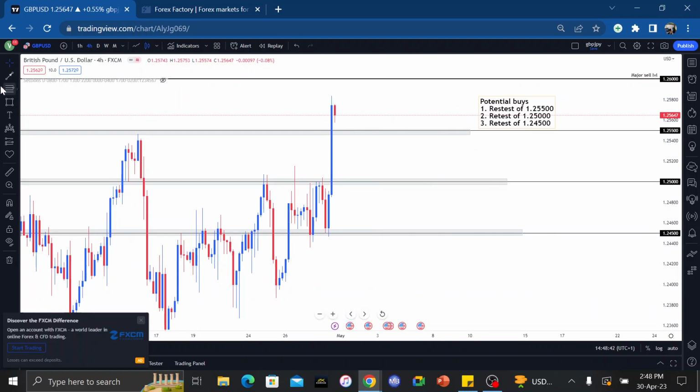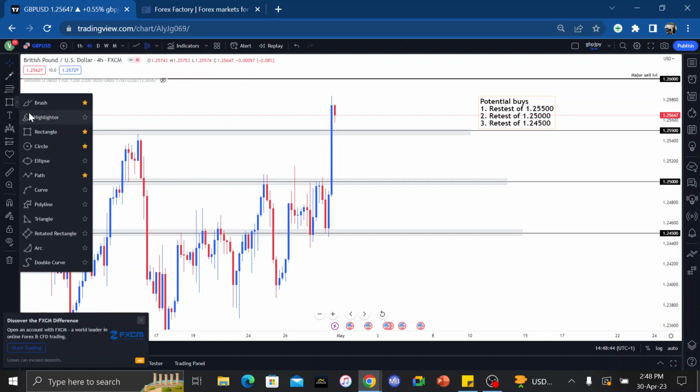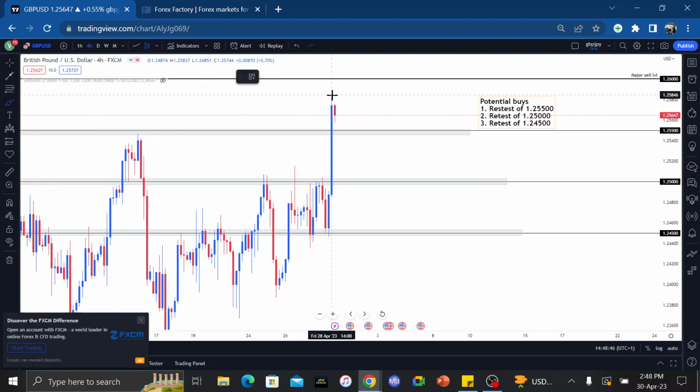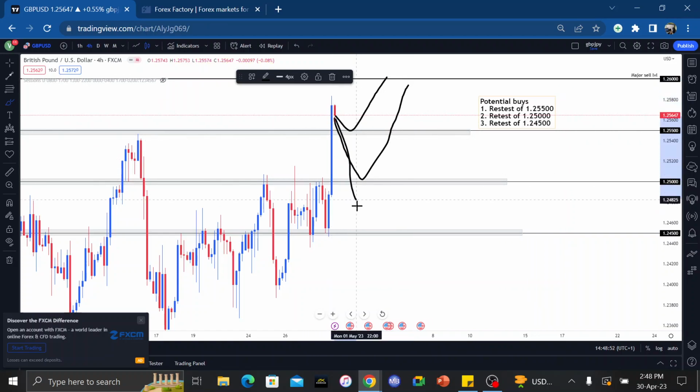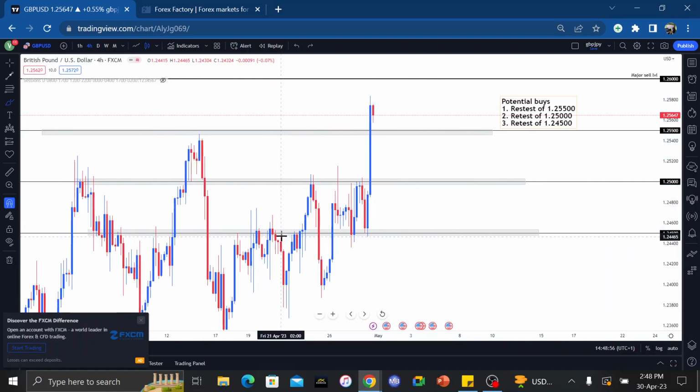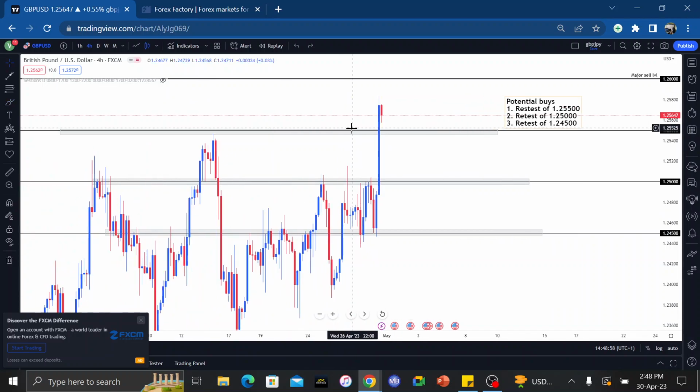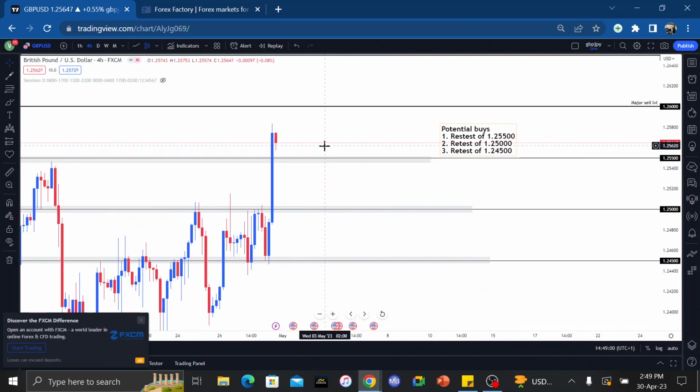The trend is your friend. If price should retest this level, look for buys. Retest this level, look for buys. Deeper pullback, look for buys. This is it on GBP USD. Potential buys, only buys.